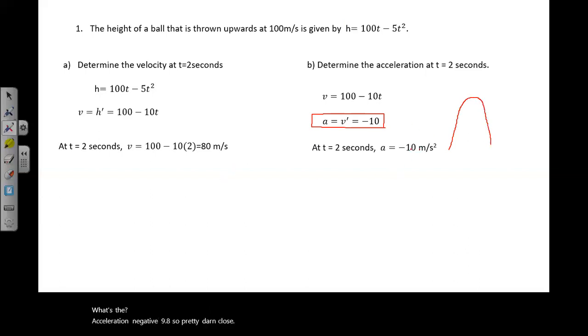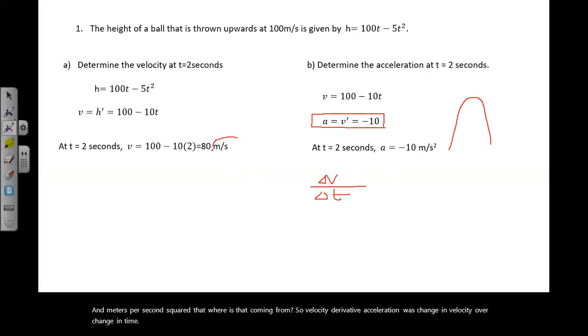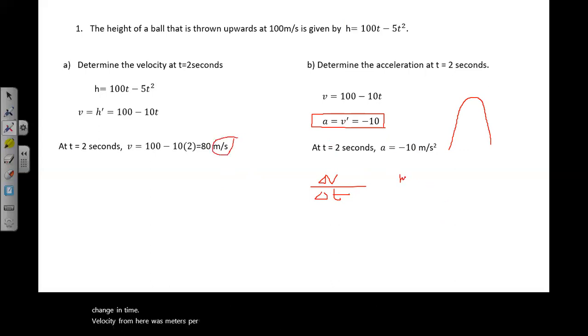And meters per second squared, where's that coming from? So velocity derivative, acceleration was change in velocity over change in time. Velocity from here was meters per second. So we have meters per second, time is in seconds. So if I multiply by 1/seconds and 1/seconds, that will give me meters per second squared. So that's where that unit comes from.